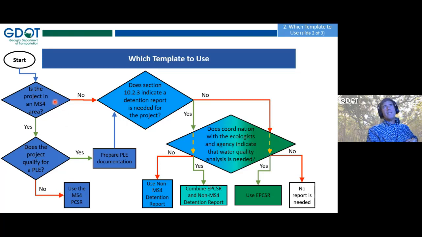If the project is in an MS4 area but does qualify for a project level exclusion, prepare the project level exclusion documentation and check if drainage manual 10.2.3, that's the detention section, indicates that the detention report is needed for the project. Regardless of whether detention analysis is needed for the project, proceed to the multicolored diamond.